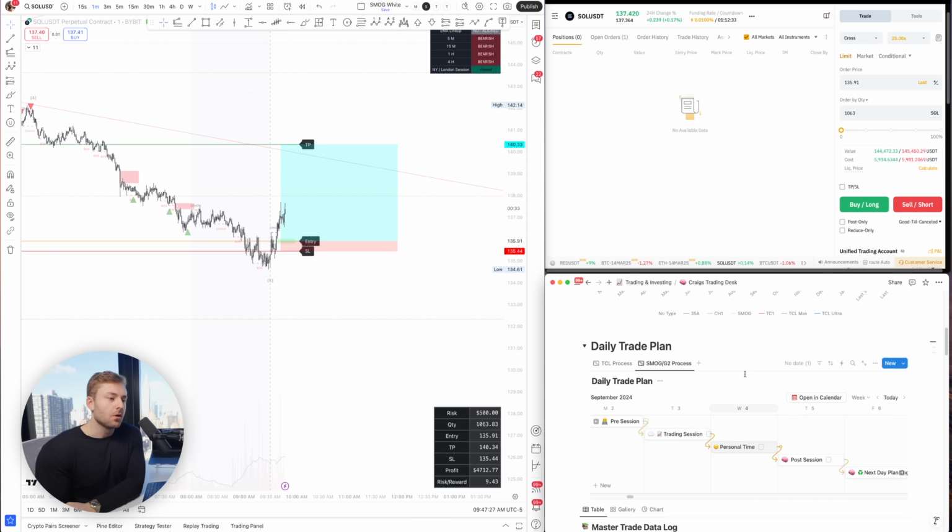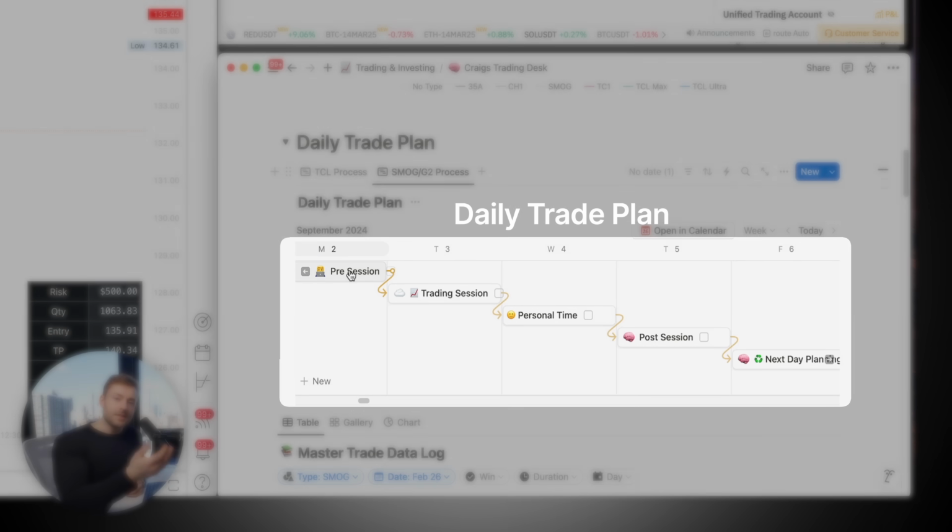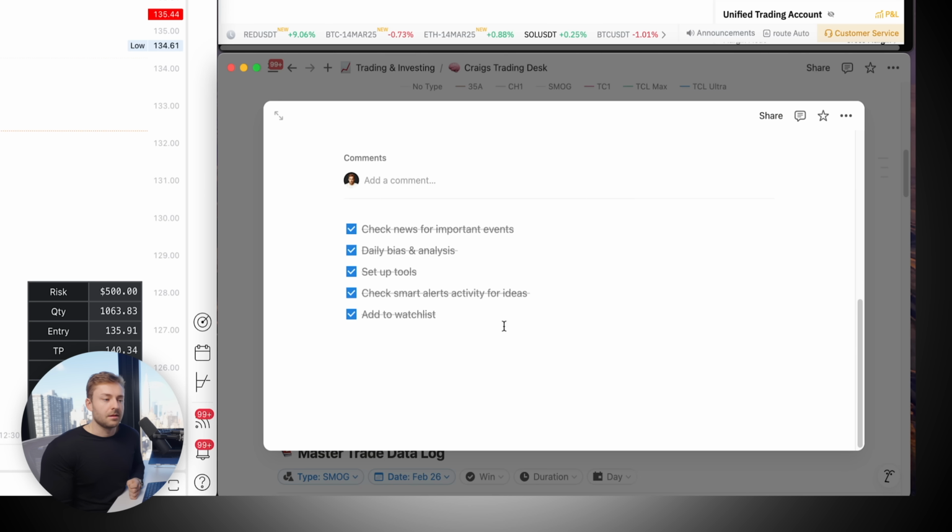All right, but once I have all of my monitors set up, the first thing that I'm going to do is go over into my Notion tracker, and I follow my daily trading process that I set up on Notion here. So I'm going to start with my pre-session checklist, and I'm going to go in and make sure that I'm following and doing all of these things.